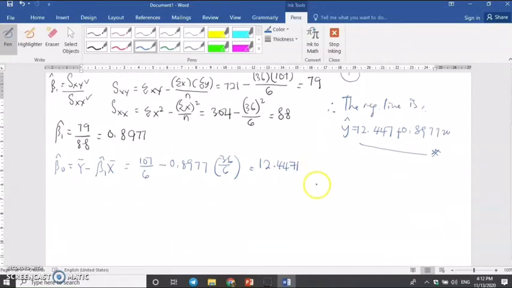And then we move towards our next question, which is B. For our next question, regarding the explanation, so change the color. In terms of explanation, once you want to explain the value of beta naught and beta 1, we will begin with beta naught first. Beta naught is equal to 12.4471.